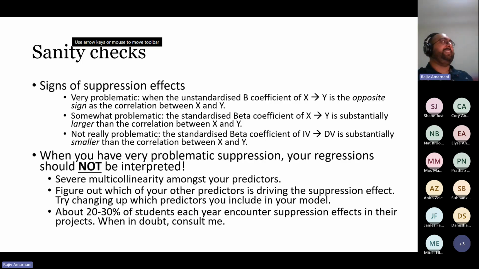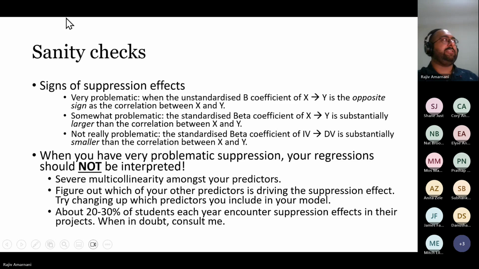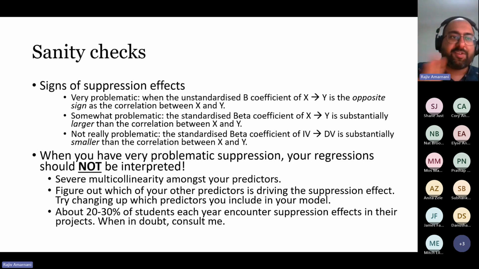That is suppression. A very problematic suppression effect is when your B coefficient, let's say the effect of the odometer reading on price, is the opposite of the correlation. So they go together when they correlate. But in the context of the full system of predictors, in the context of the full model, in multiple regression, the sign flips. That is very problematic. And I see it every year, every term. I see this in projects.